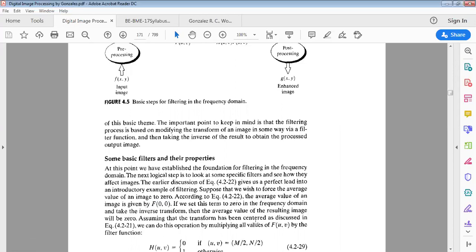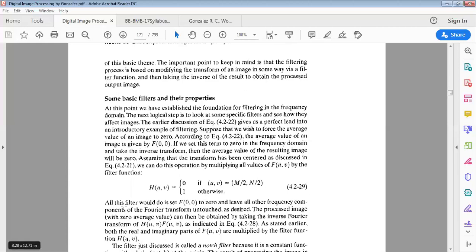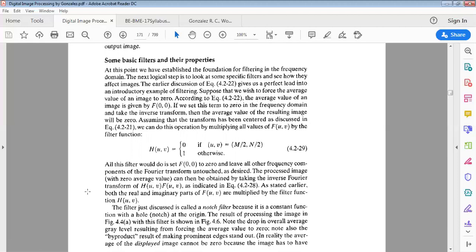Assuming that the transform has been centered, we can do this operation by multiplying all values of F of uv by this filter function: H of uv is equal to 0 if (u, v) is equal to (M/2, N/2), and 1 otherwise. Now what does this filter do? All this filter does is set F of 0, 0 to 0 and leave all other frequencies untouched, as desired. The processed image with 0 average value can be obtained by taking the inverse Fourier transform of H of uv times F of uv. Again, the real and imaginary parts are multiplied by the filter function.